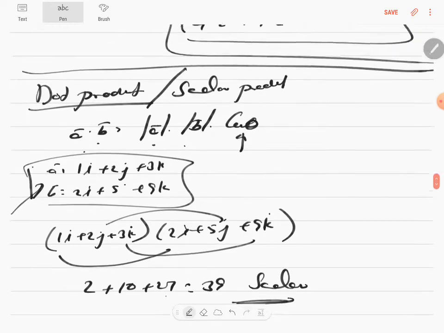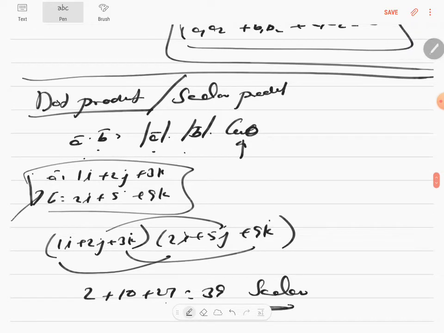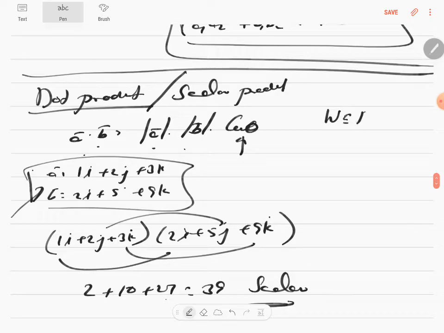I got a scalar. The best example of a day-to-day life of a dot product is work done. A force into displacement. The dot product of force vector and the displacement vector gives you work done, which is a scalar. Are you clear? So that's an example of a dot product. Are you listening? Yes. Okay.